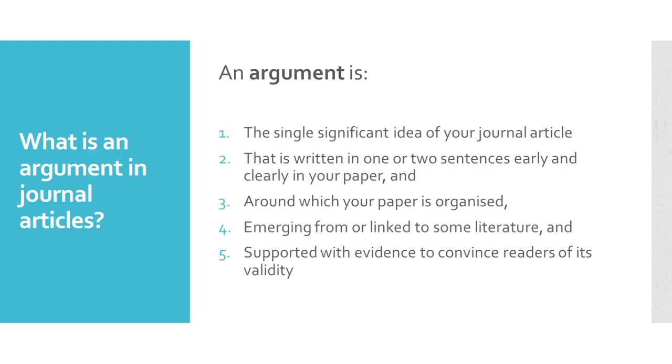Belcher defines an article's argument as the single significant idea of your journal article that is written in 1 or 2 sentences early on and clearly in your article or your paper, and around which your paper is organized, emerging from and linked to some literature, and supported with evidence to convince readers of its validity.